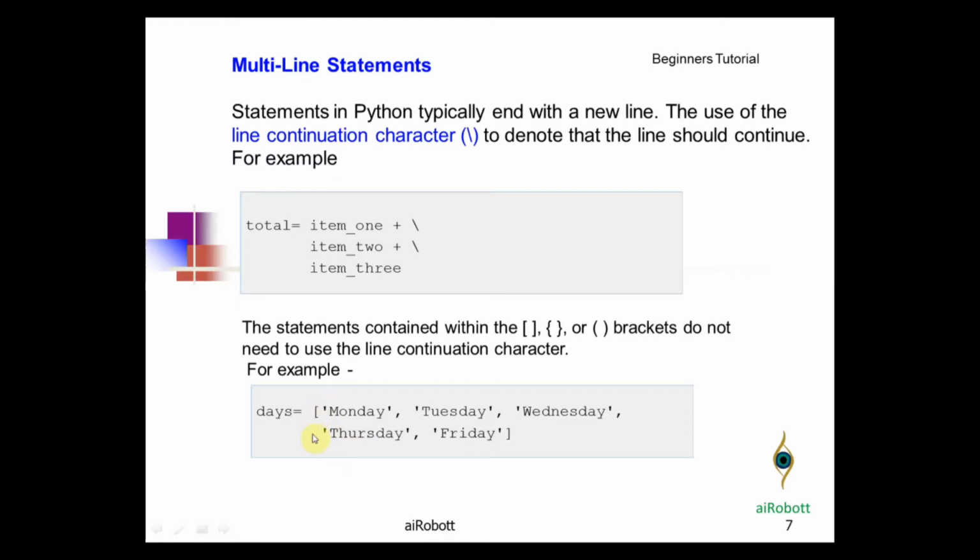But there are some other possibilities, like this. Here you started with the square bracket. In the first row the square bracket starts and in the second row the square bracket ends. In this case, you need not use this backslash, because the interpreter understands this is one statement, so you need not use that line continuation character.